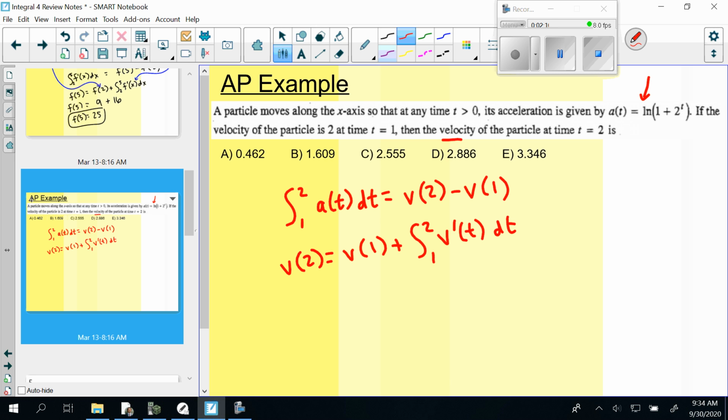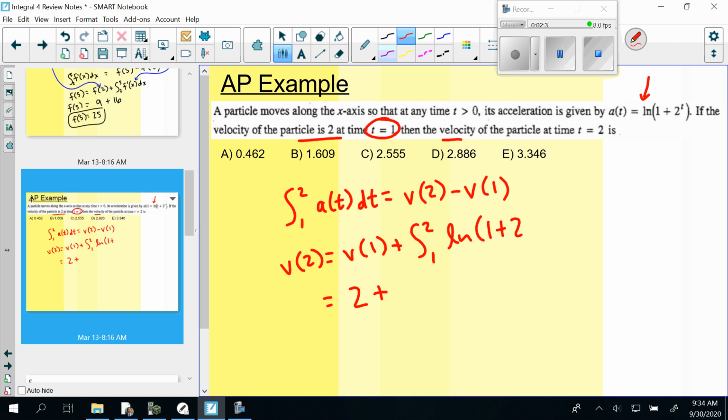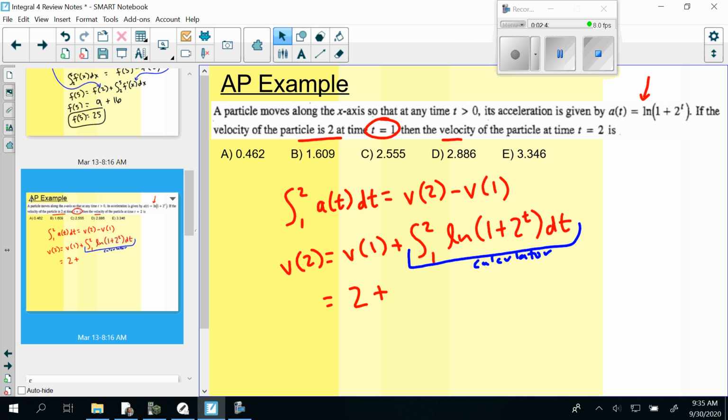So now what we can do here is we know the velocity at time 1 is 2 plus, now what we're going to do to figure this out is just use our calculator, because we know what this function ends up being. It's natural log of 1 plus 2 to the t, dt. So this part we're going to use our calculator to figure out, and then we should be able to come up with the answer.